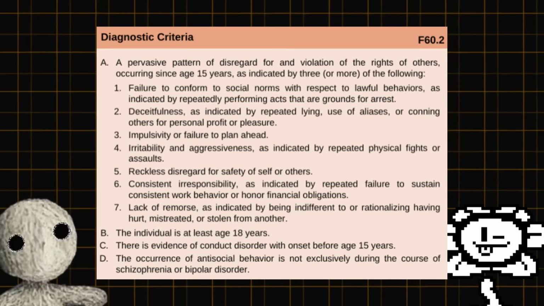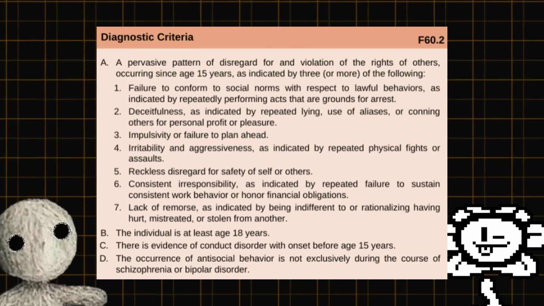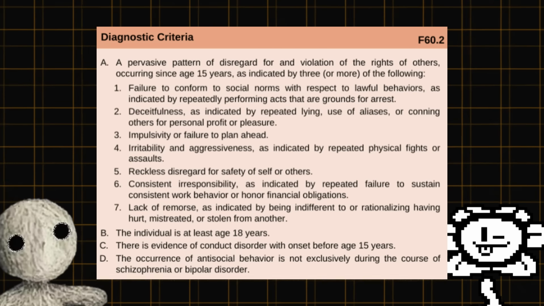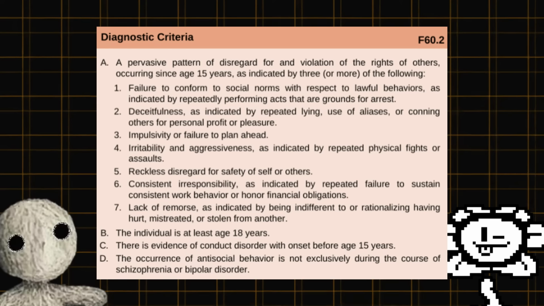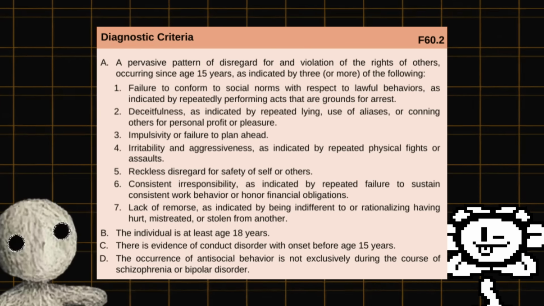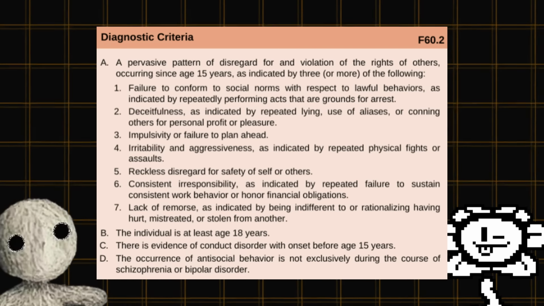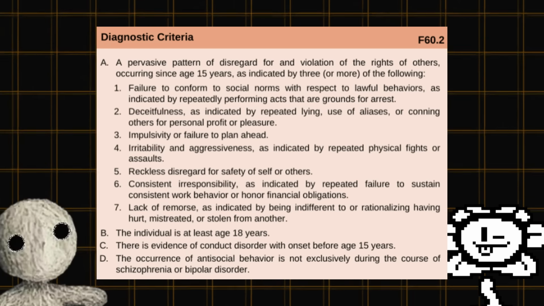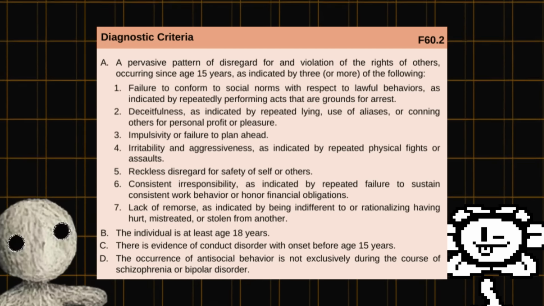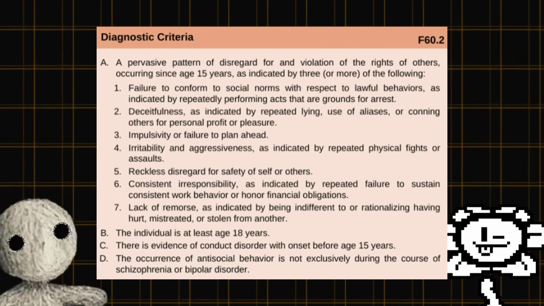Number 7, a lack of remorse as indicated by being indifferent to or rationalizing having hurt, mistreated, or stolen from another. Flowey basically plays off every time they kill someone, seeing it as just a game or just another death. Their complete lack of empathy for the death of others is what has them meeting this criteria.